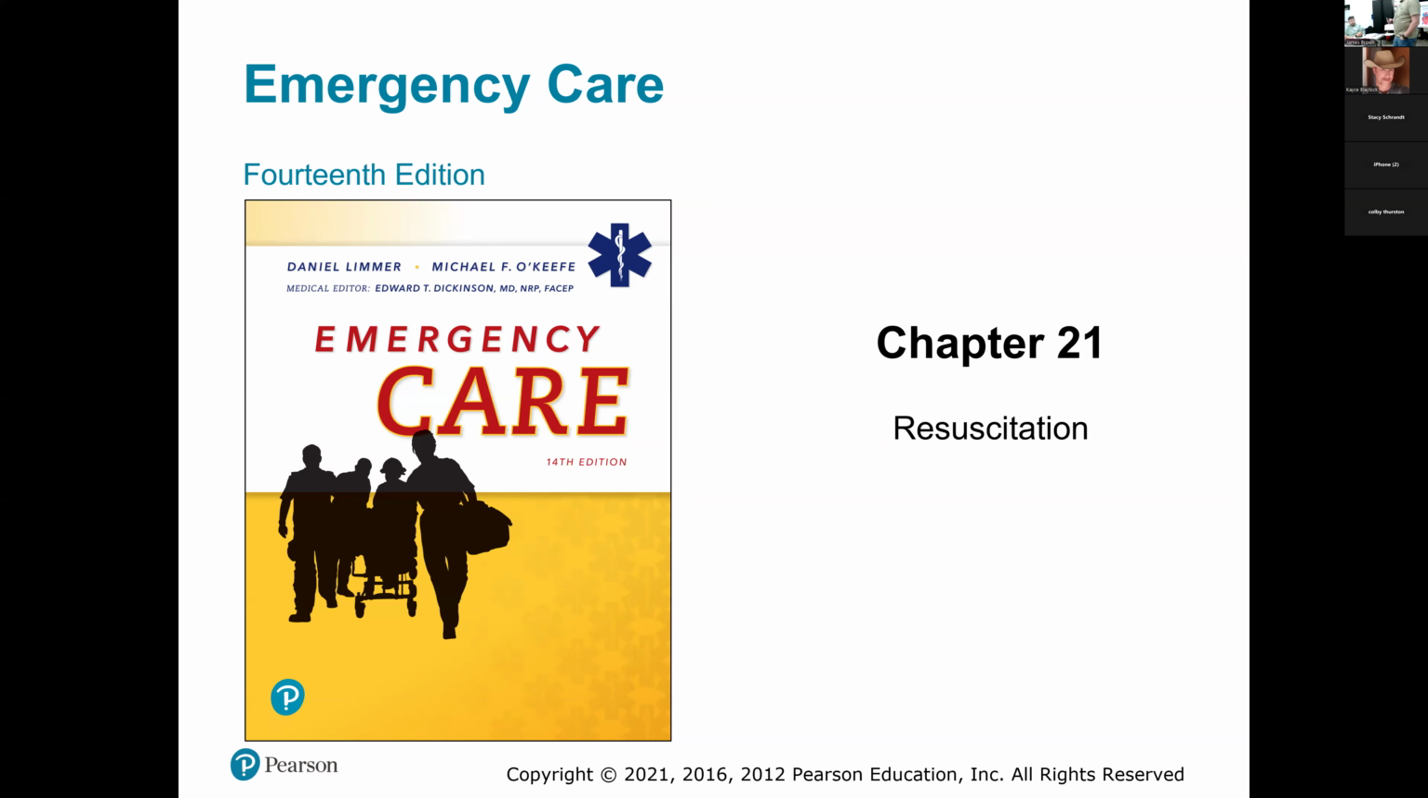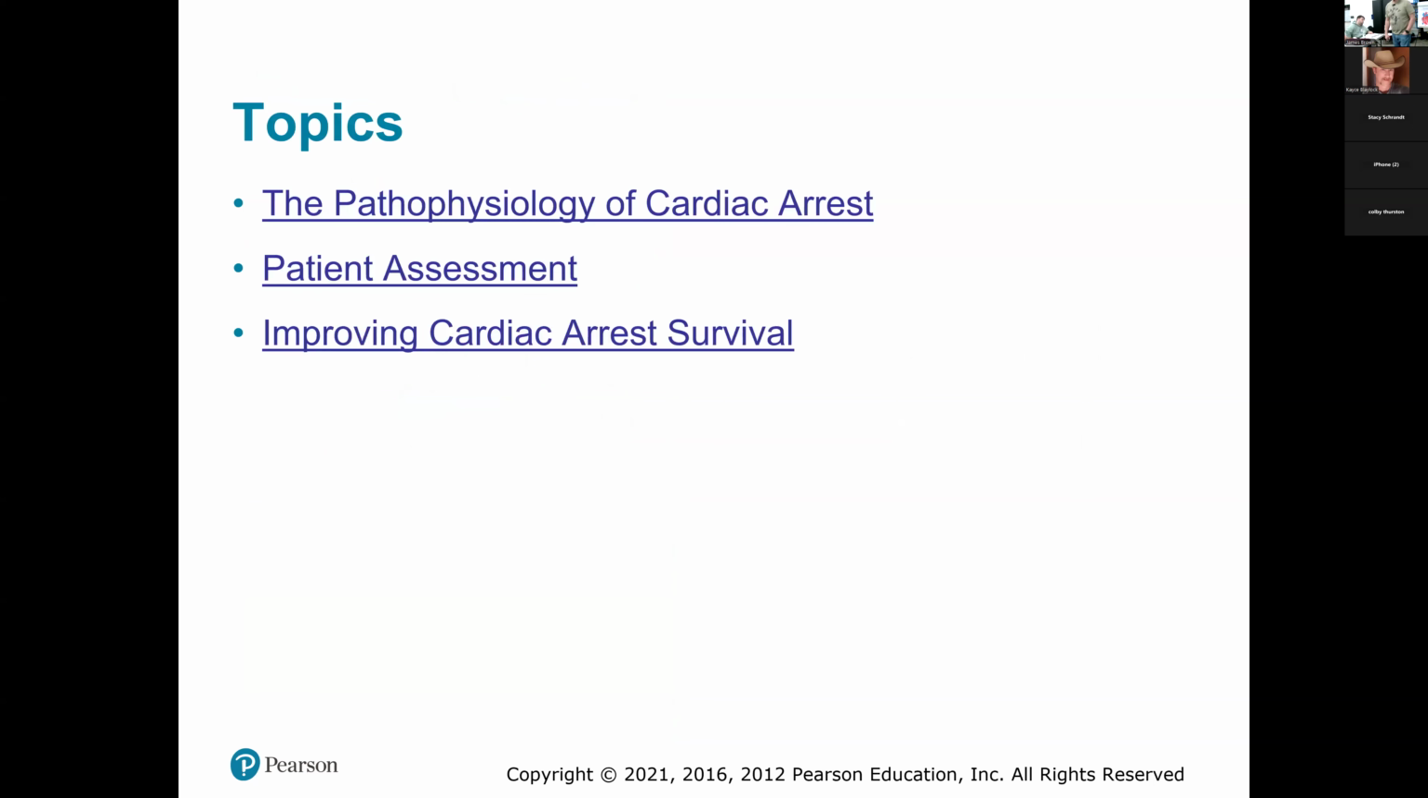So without blood flow, without oxygen, the heart dies. The heart's dead, the body's dead, because it's no longer pumping oxygen to the brain. It's going to take a little while for the brain to die, but once it dies, the whole body's dead. Okay? Make sense? All right. So, we're going to talk about pathophysiology of cardiac arrest, patient assessment, and improving cardiac arrest survival. Those are the three things we're going to be covering in the 83, 84 slides that we have.